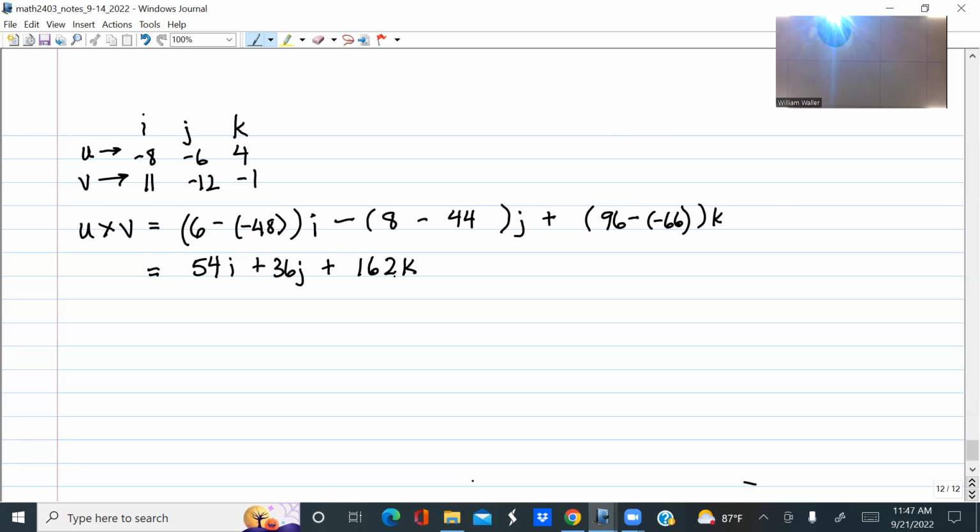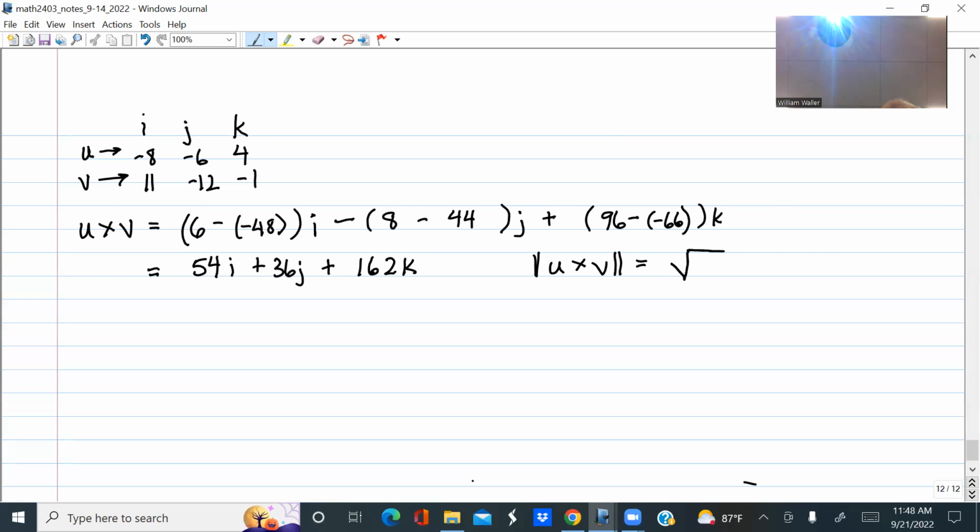So we have to convert that to a unit vector, right? You have to compute its magnitude and then divide this vector by the magnitude. That's how you find a unit vector in the same direction as a given vector. You divide the vector by its own magnitude. So we have to compute the magnitude of u cross v.